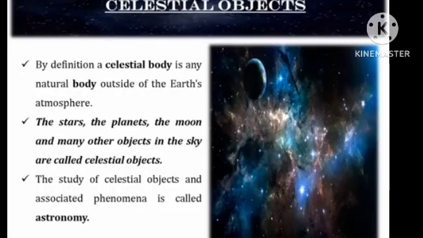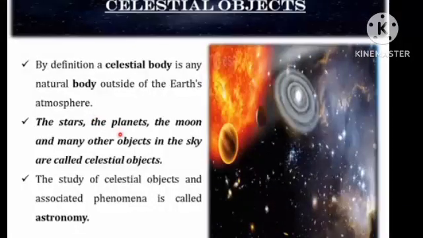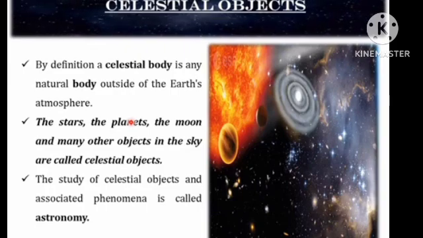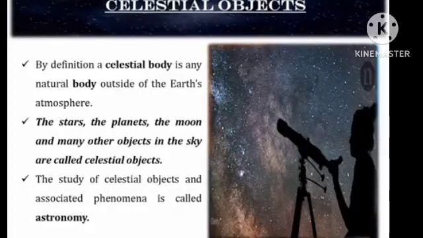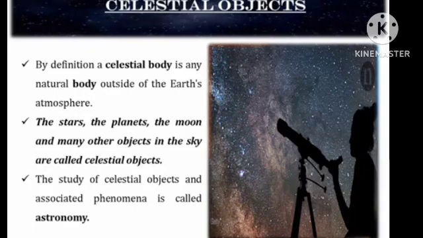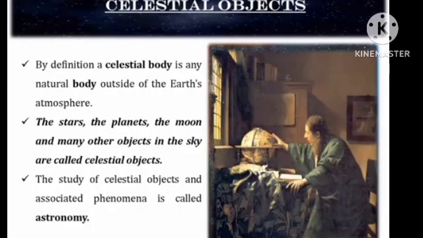So the first topic of this chapter is celestial objects. What do you mean by a celestial object? It is a natural body outside of the Earth's atmosphere. The stars, the planets, the moon and many other objects in the sky like asteroids, meteors, comets, etc., which are outside the Earth's atmosphere, are called celestial objects. And the study of celestial objects and their associated phenomena is called astronomy, and the person who studies astronomy is an astronomer. So let's make some observations of some of the celestial objects and learn about them.